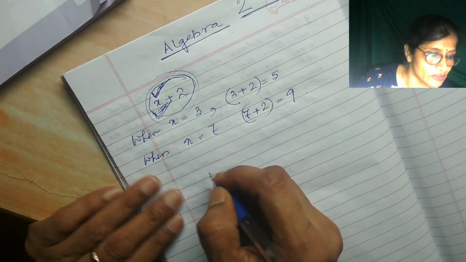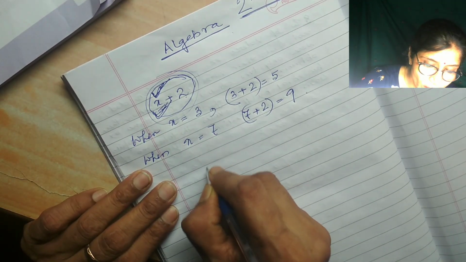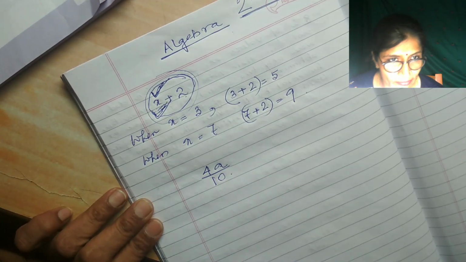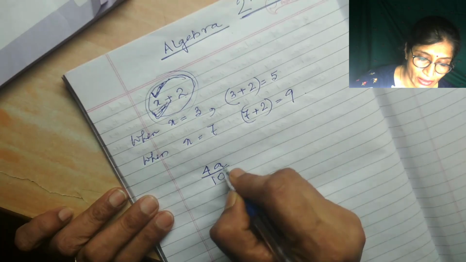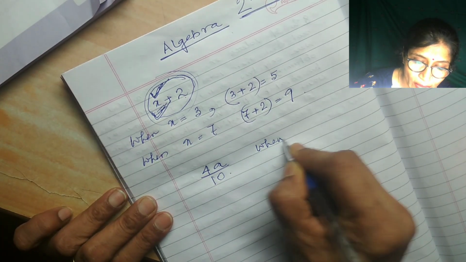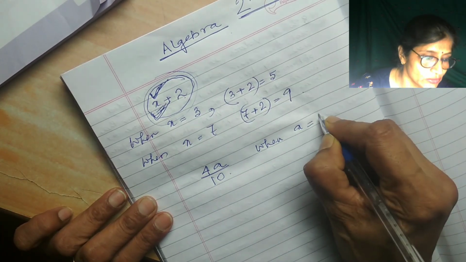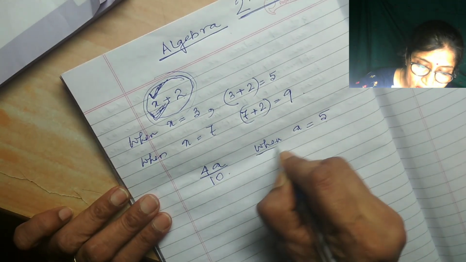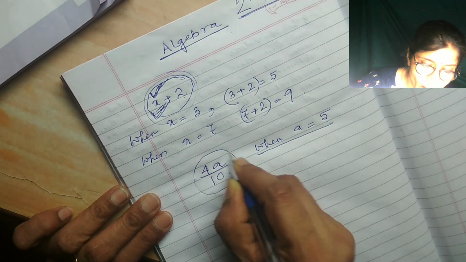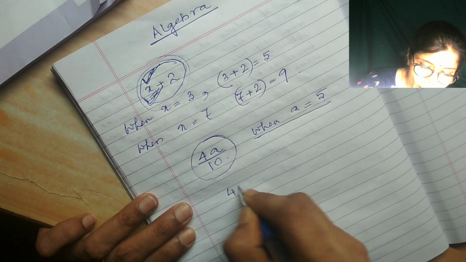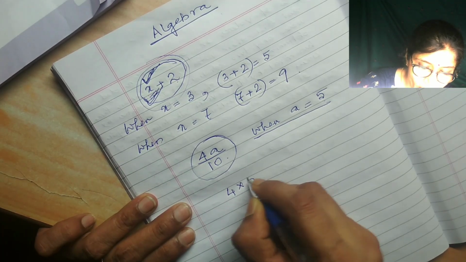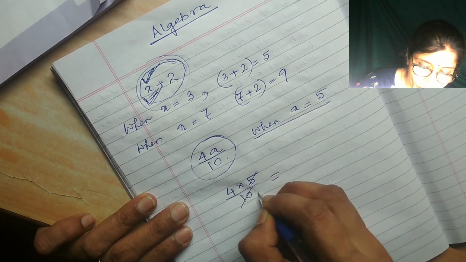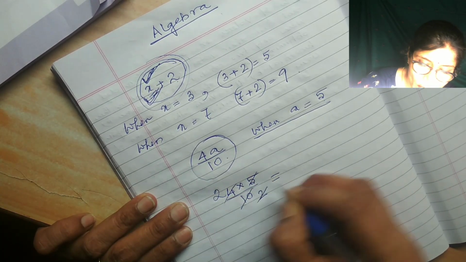In the same way, suppose I said to you, find the value of 4a divided by 10. You have to find out the value of 4a divided by 10. But when a is equal to, suppose I have given you a equal to 5. So at this time when a is 5, then the value of this is what? 4 into 5 divided by 10. So that is equal to: 5 2s are 10, 2 2s are 4. So it is 2.